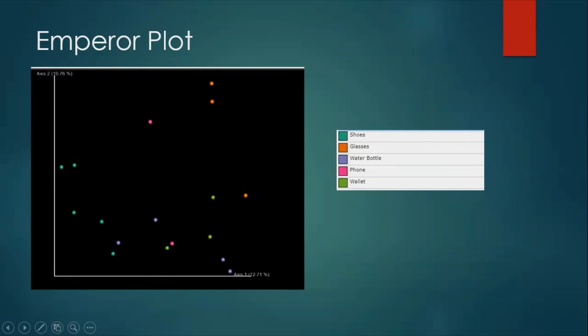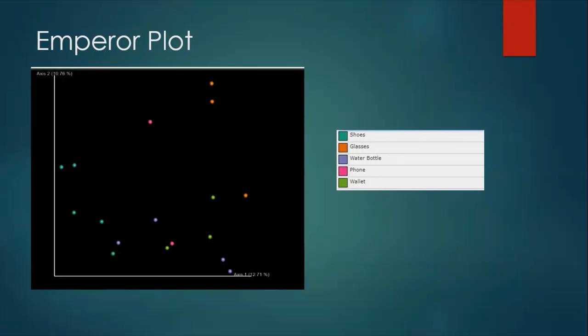Now, what we're interested in here is seeing if, with the color-coded items on this legend, any clusters form when items are placed together. On the other emperor plots that were created prior to this presentation, it didn't appear that there were any clusters when it came to individual differences.